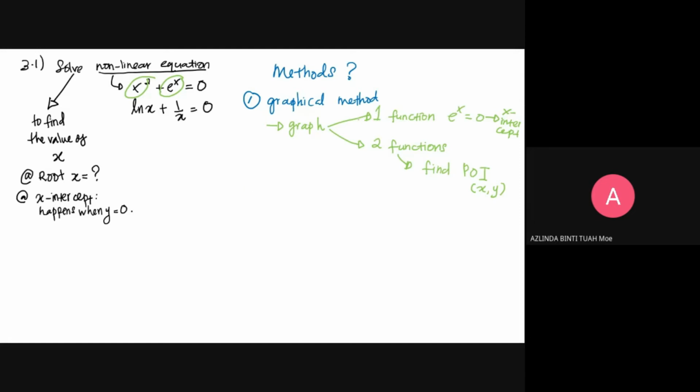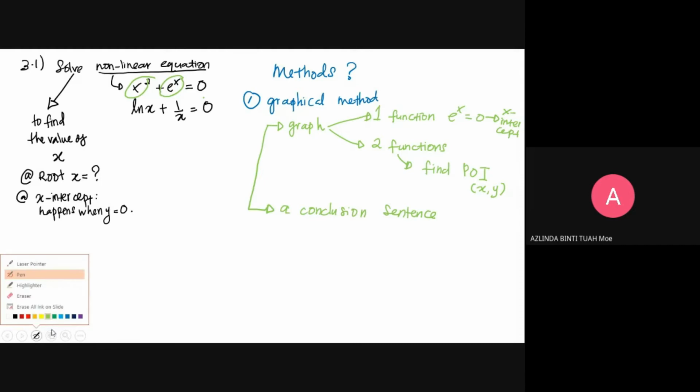Okay, that's the graphical method. Firstly, you have to sketch the graph. That's the first step. Second step, you have to write down a conclusion sentence. This is compulsory. There are marks, I think two marks. A conclusion sentence: as I said, if there is an x-intercept for a one-function graph, therefore there is a solution. Same for two functions: if there is a point of intersection, therefore the graph has a solution. And we can find the point of intersection, whose x value is the solution. Okay, that's the first method to find the value of x. The second method is by using calculation.